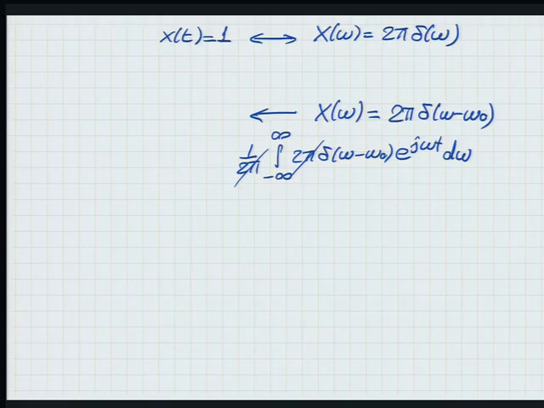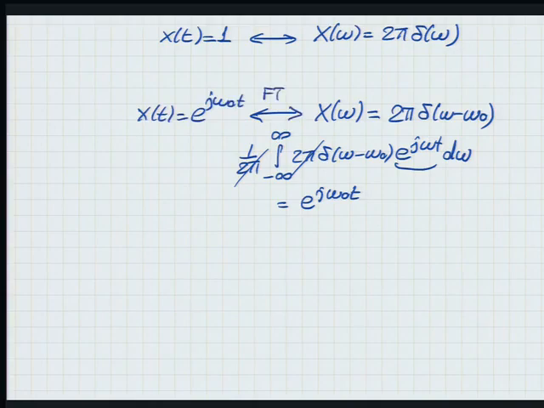It picks the value of this function. The delta picks the value of this function, but the delta is not at 0. It's centered at omega naught, right? So it picks the value of this function when omega is omega naught. So what comes out is e to the j omega naught t. Okay? So x of t e to the j omega naught t. So this is a Fourier transform pair in the generalized sense, right?